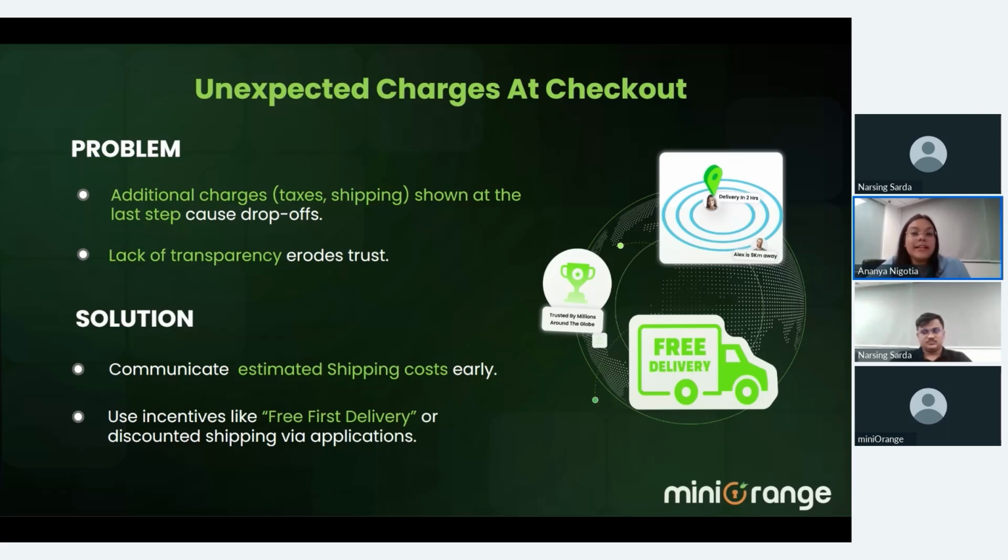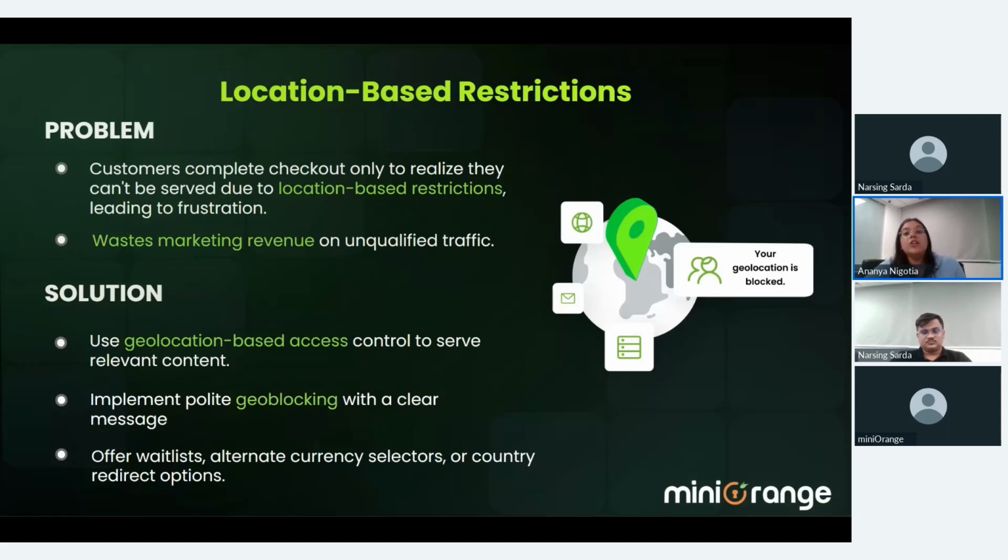The next pointer that I'd like to highlight here is the location-based restriction. What majorly happens is that geo-blocking or unavailable services can sometimes put the customer as well as the merchant in a very embarrassing situation. On the flip side, these restrictions are a lot of times very necessary. For example, if the merchant cannot ship to a certain country or region due to some logistic or legal reasons, or due to high shipping costs.